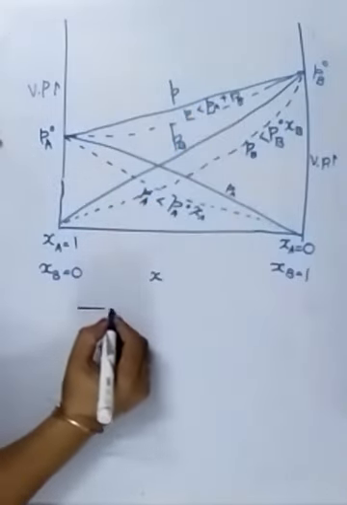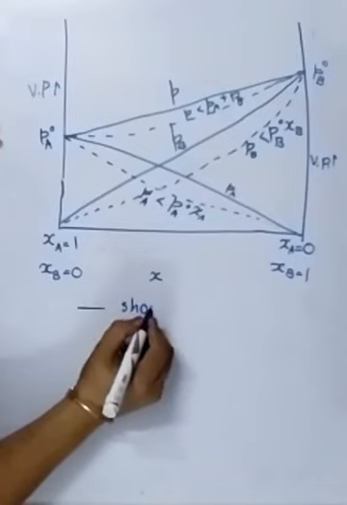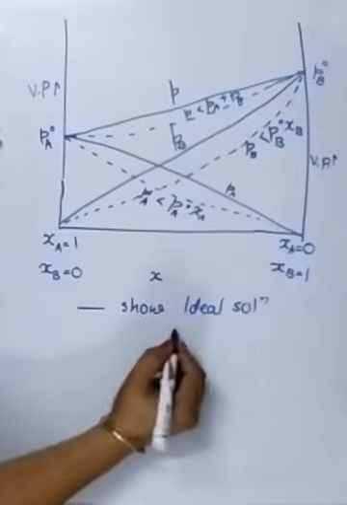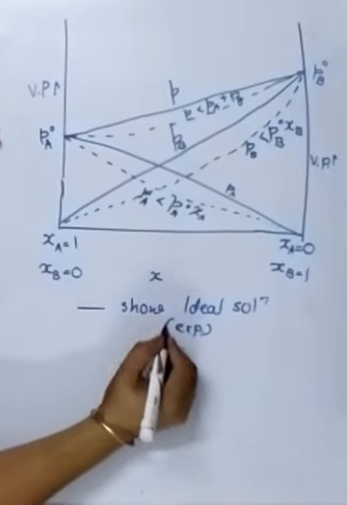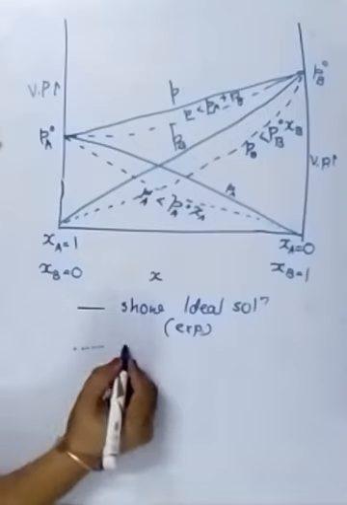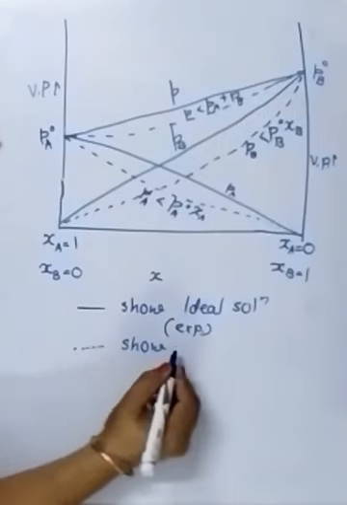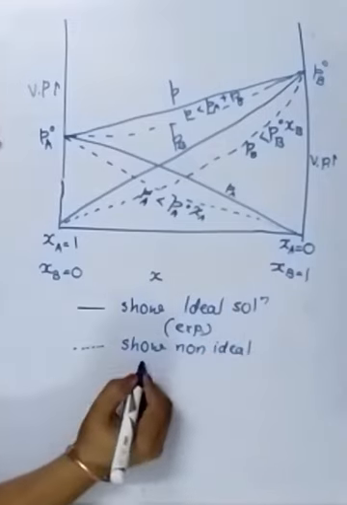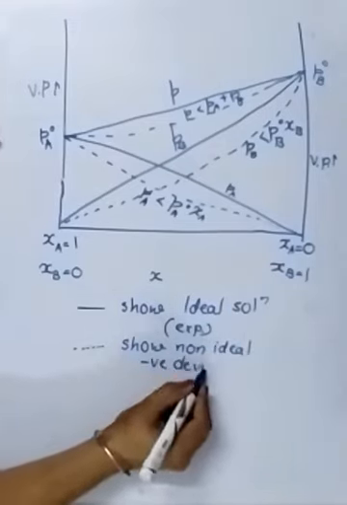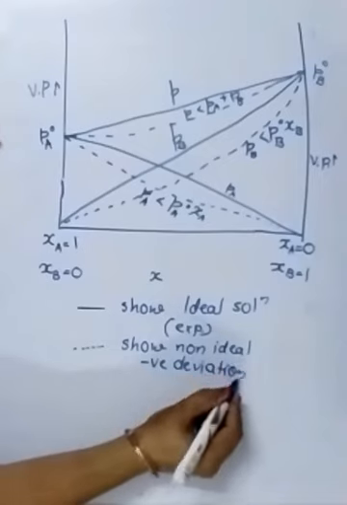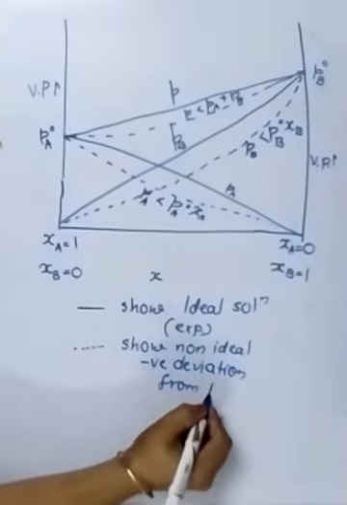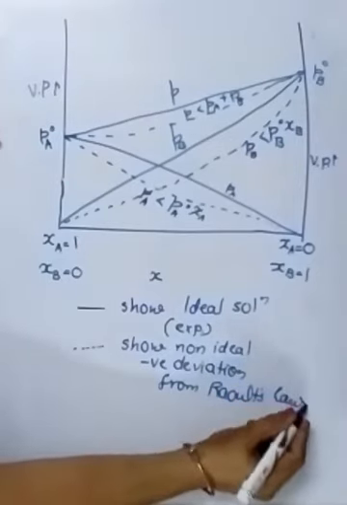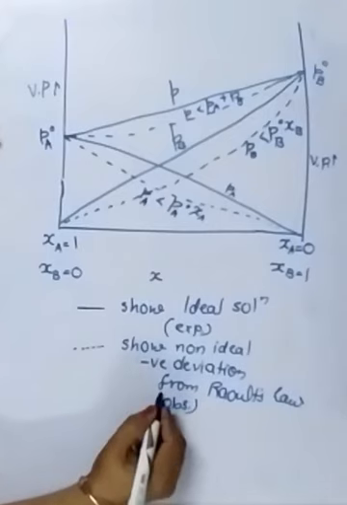So solid lines show the ideal solution which follows Raoult's law, that is the expected value. This is the observed value, which is for the non-ideal solution showing negative deviation from Raoult's law. That means these are observed values.